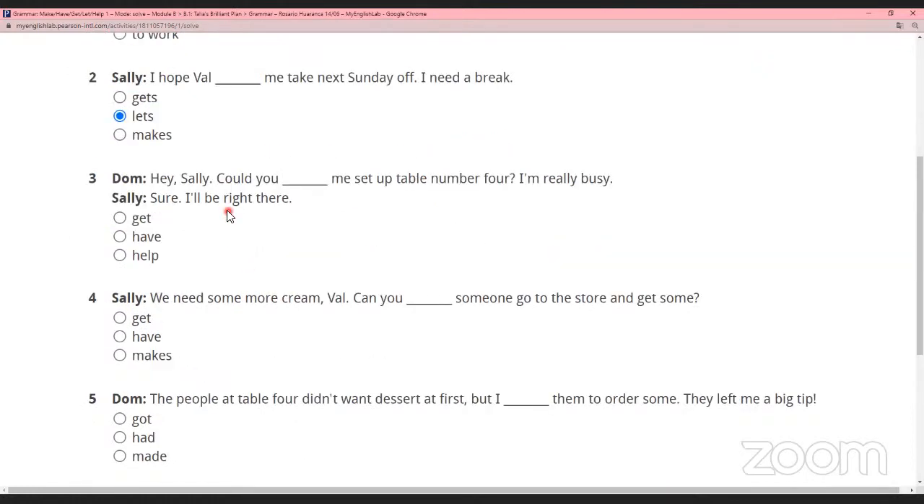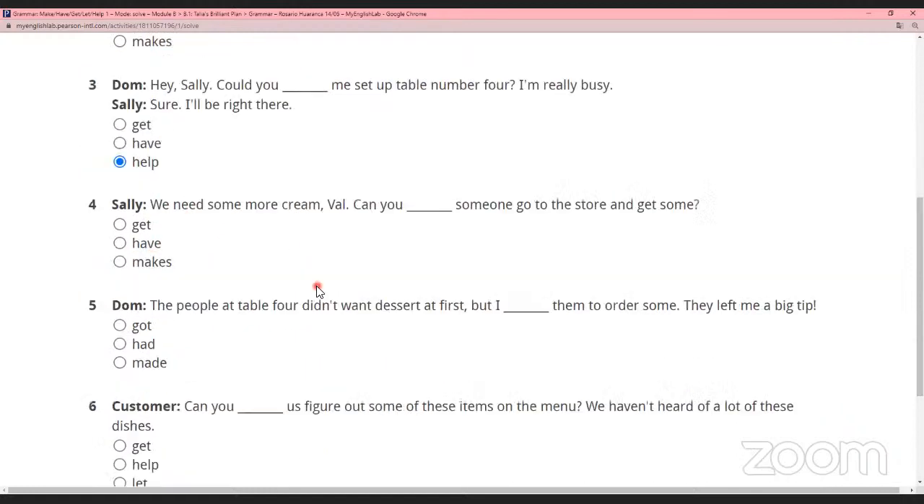Hey Sully, could you help me set up table number 4? I'm really busy. Sure, I'll be right there. No, it's not get me, it's help me set up. Get works with the infinitive, so it's not get. It's help me.